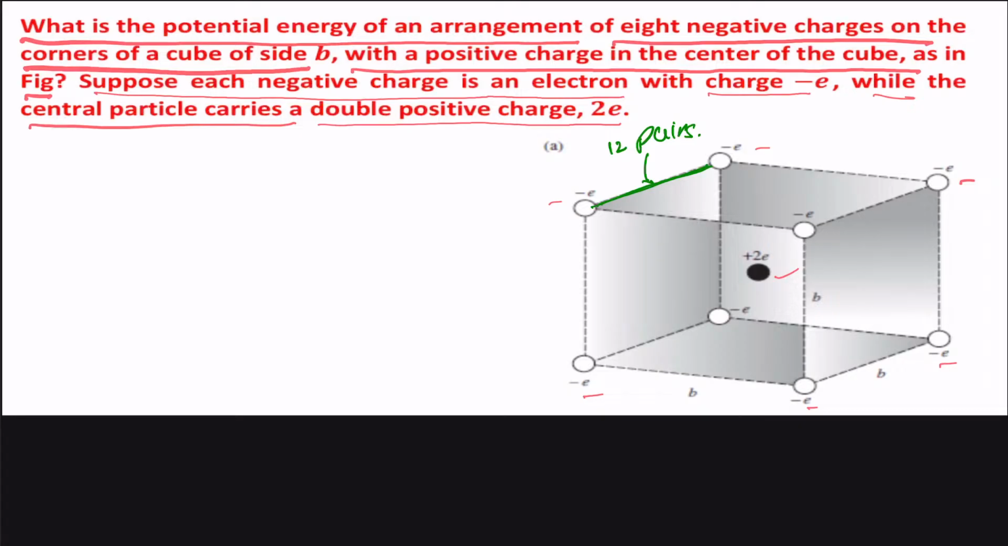Along with this, we can also identify the distance between the opposite charges, and it will consist of 8 such pairs: 4 on the lower face, or 4 on the top face. So this will consist of a total of 8 pairs.